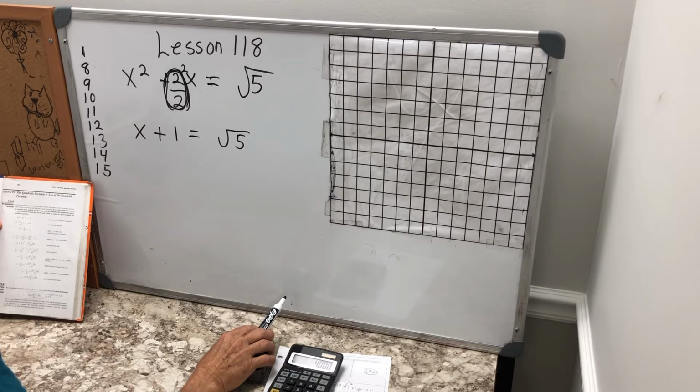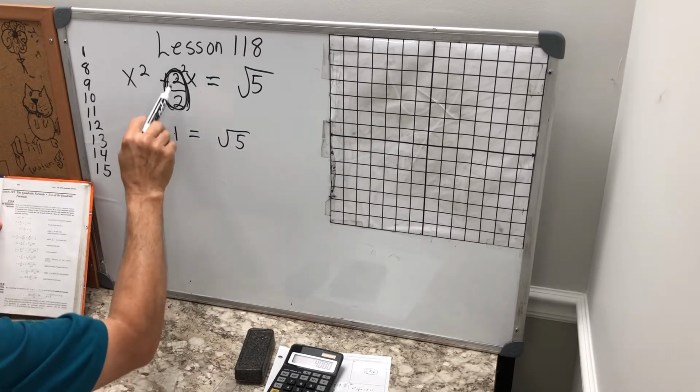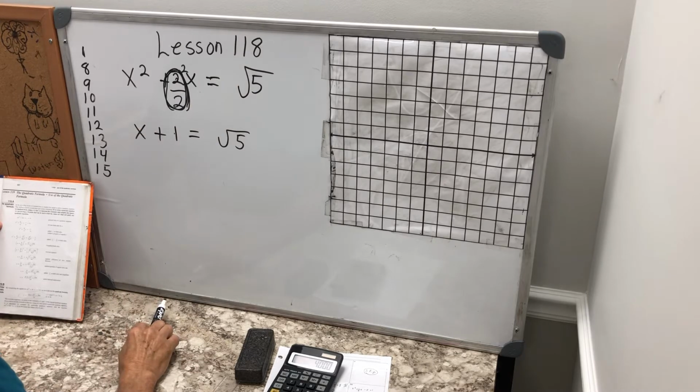Hopefully you're still with me. The 1 was the answer to 2 divided by 2. Most times that's a fraction. In this case it was simple, very simple. X plus 1 equals 5.